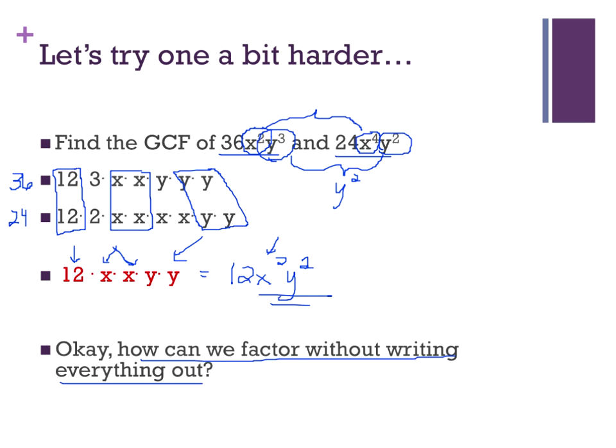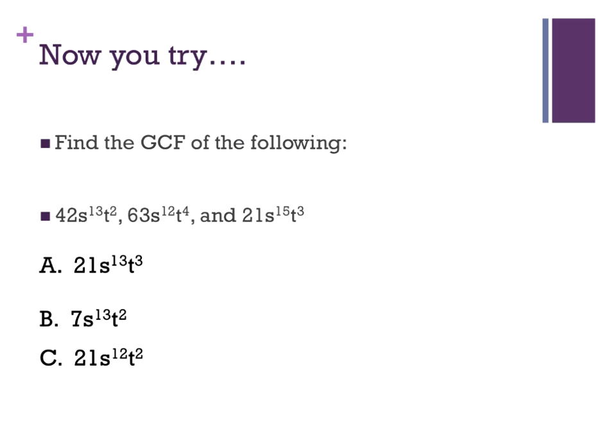So what we're actually doing, it seems kind of weird that we're looking for the smallest exponent, but the smallest exponent is going to be the largest amount that we can take out of all of the expressions. So I know that's kind of confusing, so let's take another peek.